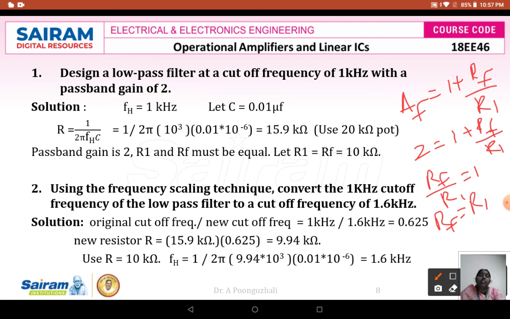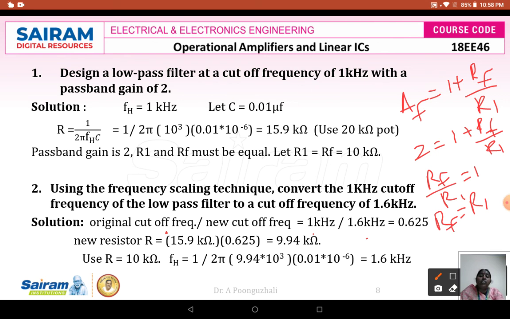We have to draw the circuit and write the values there. Next problem: using the frequency scaling technique, convert the 1 kHz cutoff frequency of the low pass filter to a cutoff frequency of 1.6 kHz. To do that, we should first find the ratio of the original cutoff frequency to the new cutoff frequency. The original is 1 kHz, and I want to convert it to a new value of 1.6 kHz. So 1 divided by 1.6 is nothing but 0.625.